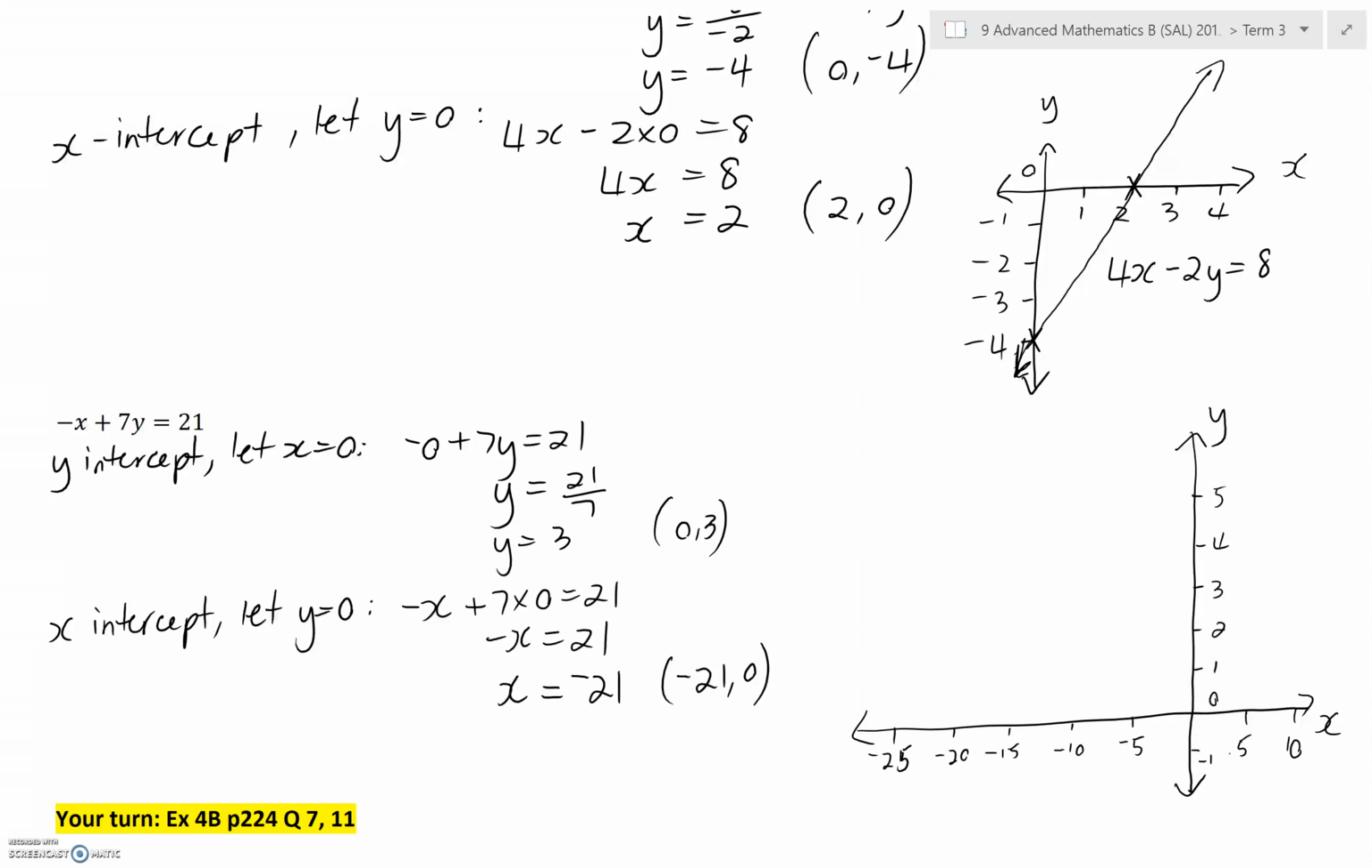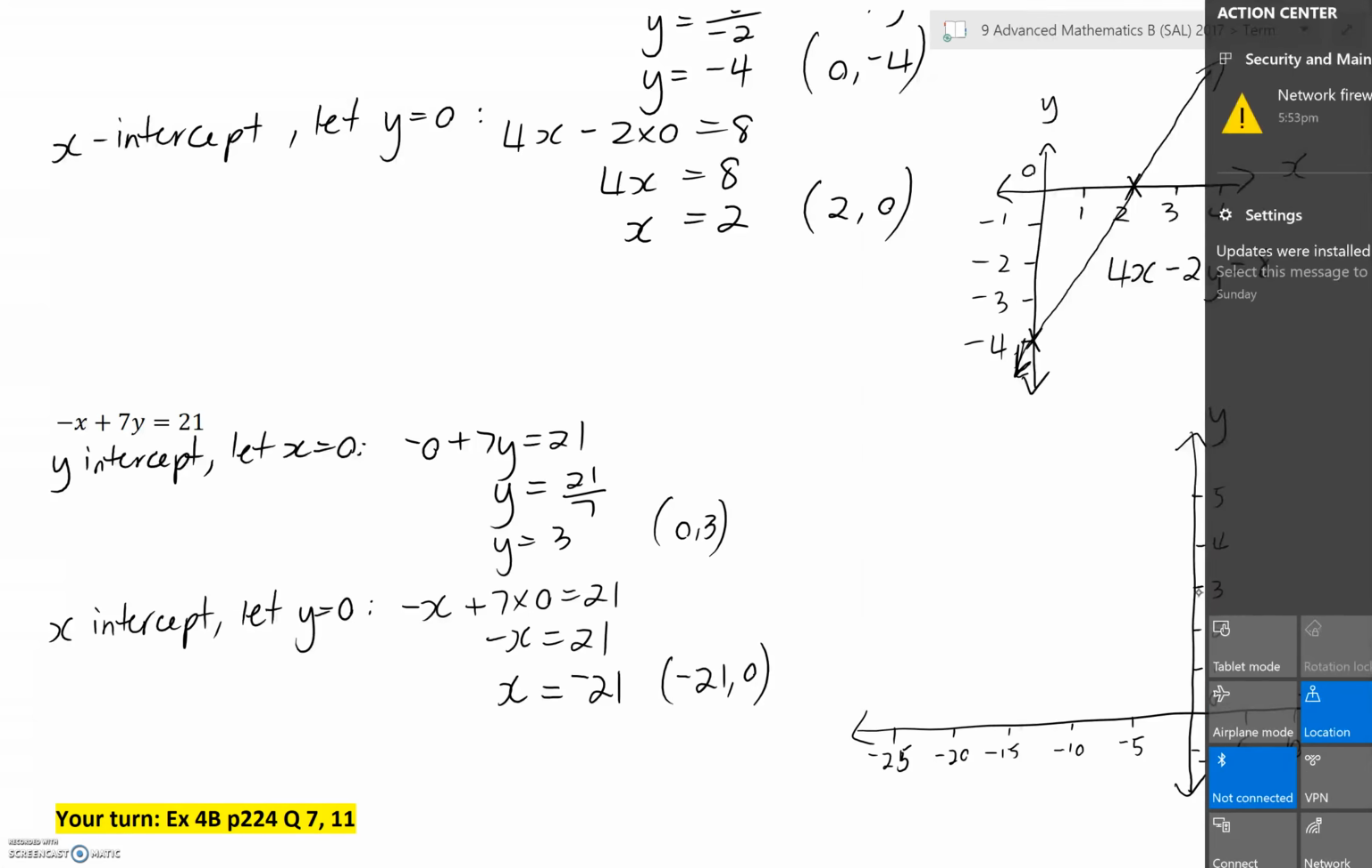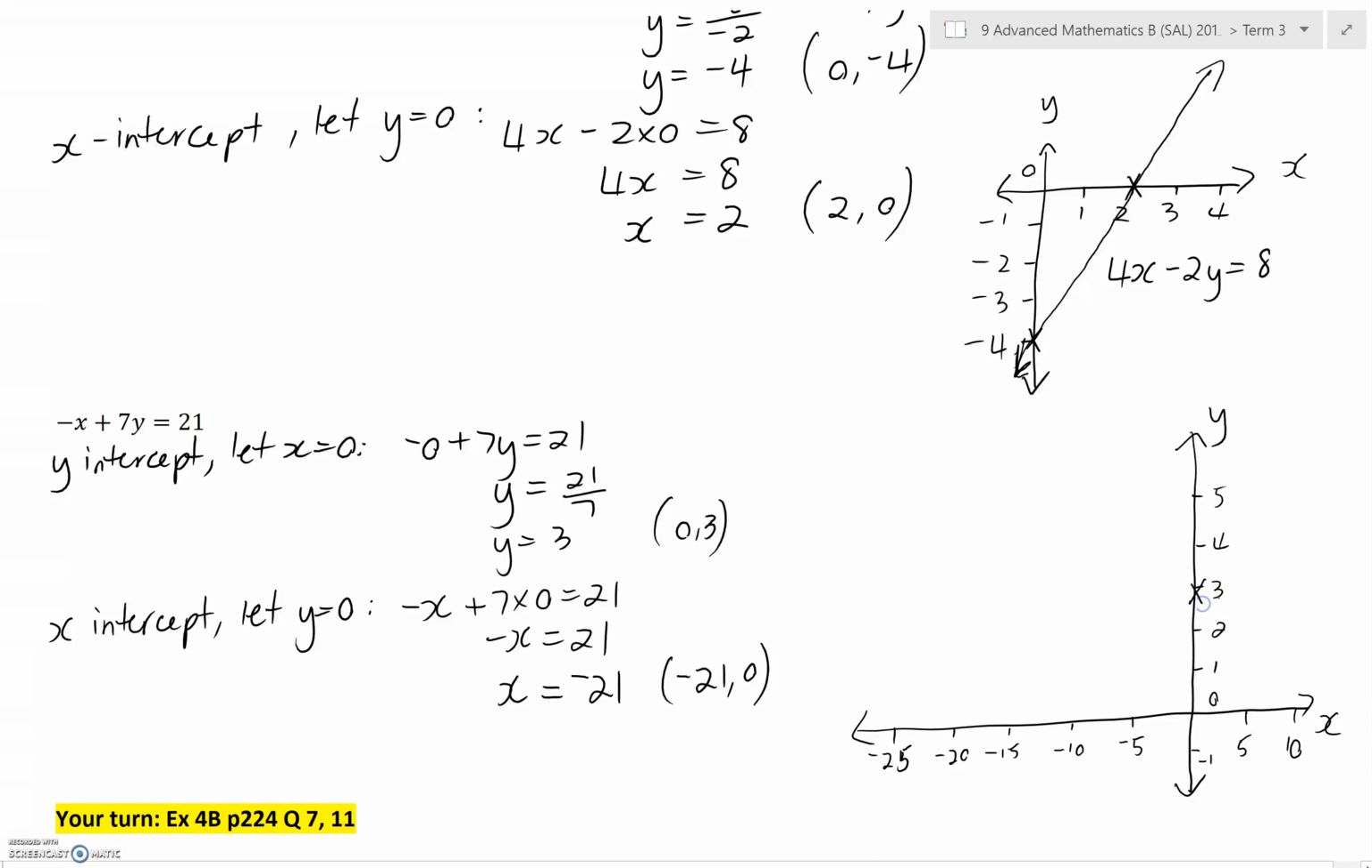So let's plot these. (0, 3), whoops, is going to be this mark up here, and (negative 21, 0) is going to be that way. So plot those points and draw this line. Now that is a terrible line, not at all straight. It's really important you use a ruler, because obviously I can't, and I've ended up with a line that's not super straight.